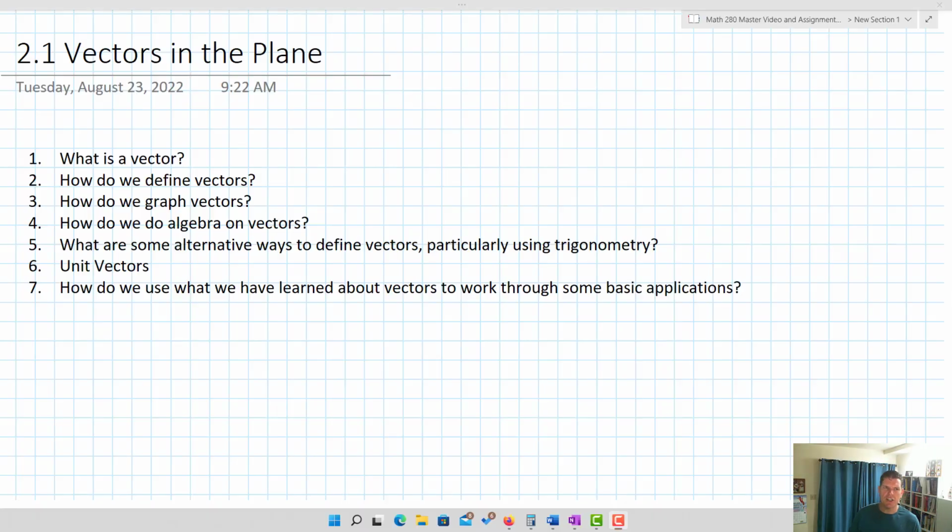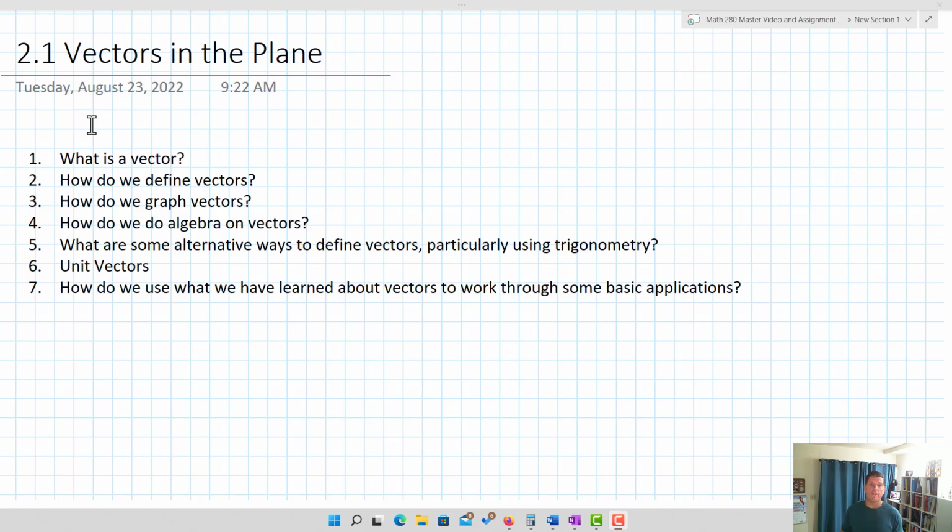So for our first section here, for vectors in a plane, which is 2.1 in my book, we're going to be looking at these key questions. We're first going to ask ourselves, what is a vector? And then secondly, how do we define vectors? We're going to do that at the same time. Then how do we graph vectors? We're going to utilize those first two questions to do the third.